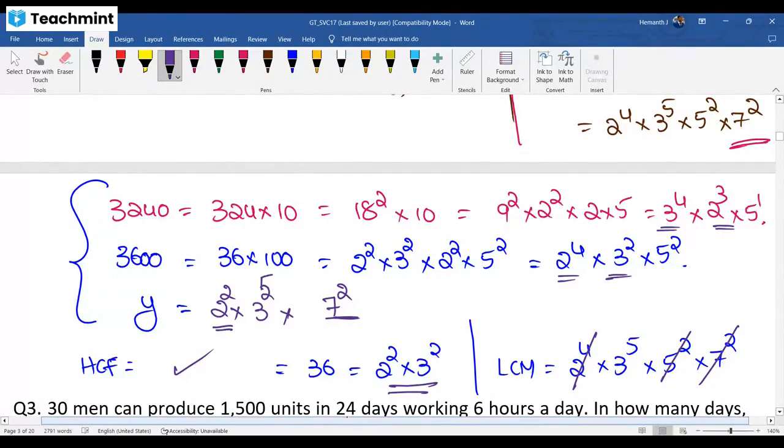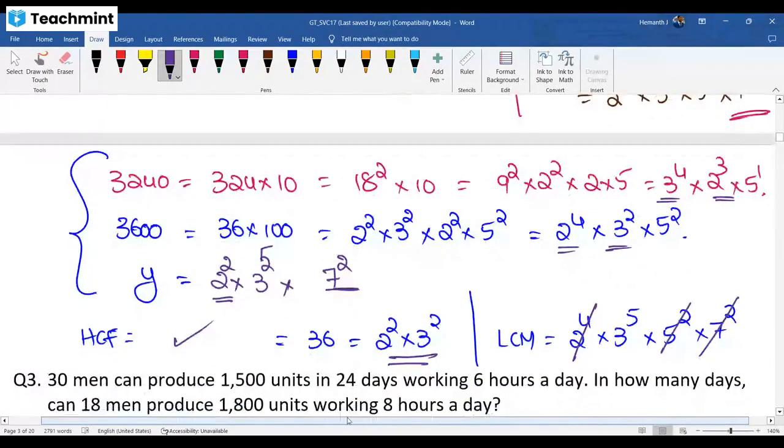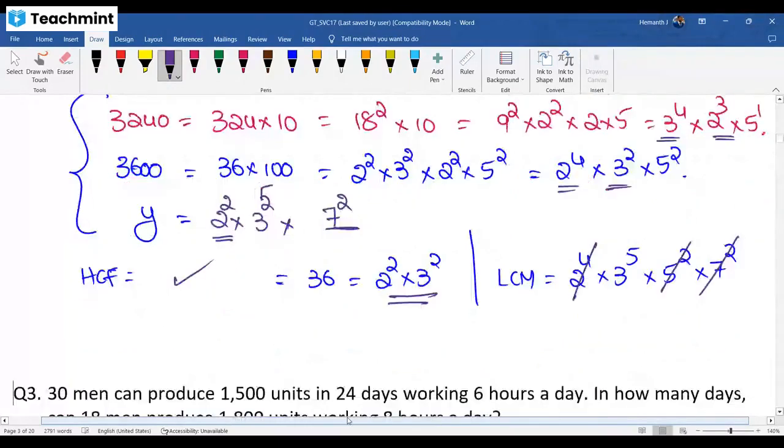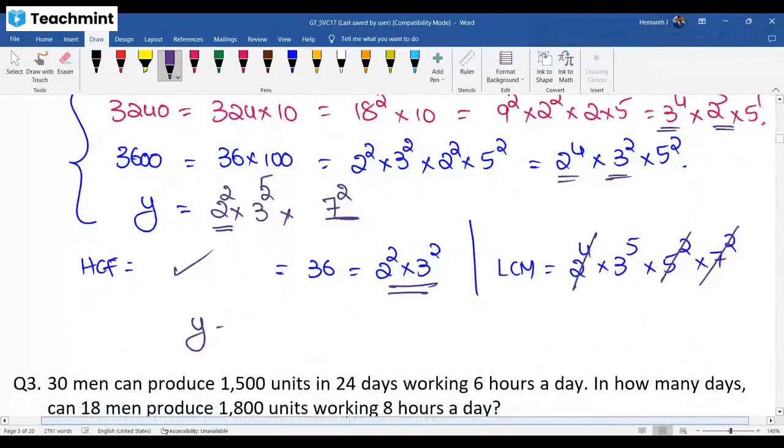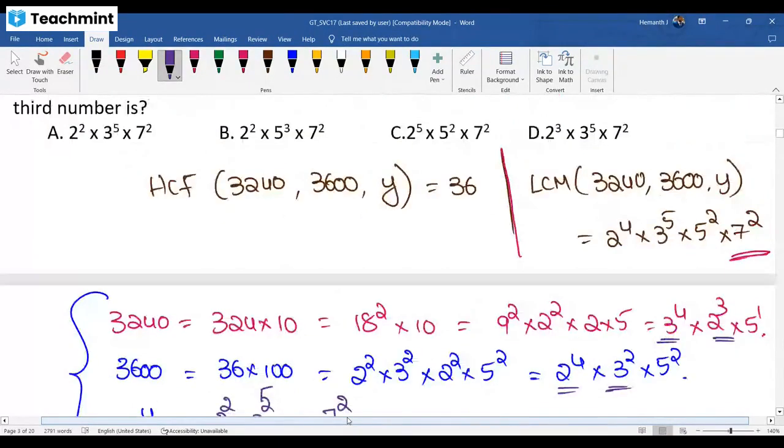Now, I came to know the third number is nothing but 2 square into 3 power 5 into 7 square. I'll give some more inputs related to this further. I came to know Y must be 2 square into 3 power 5 into 7 square. Some extra is also okay, but minimum I require 2 square into 3 power 5 into 7 square. This is my third number.